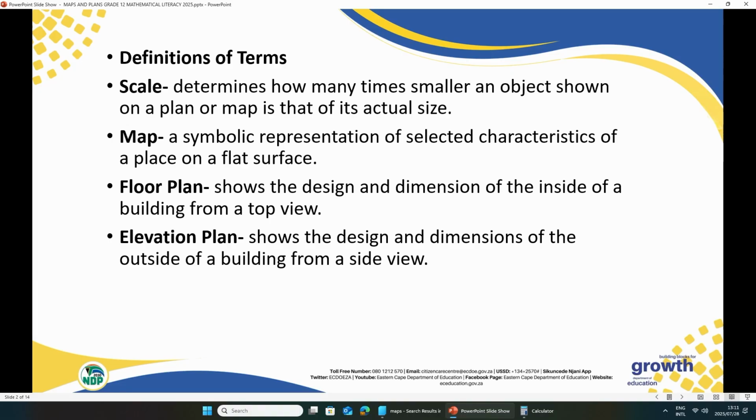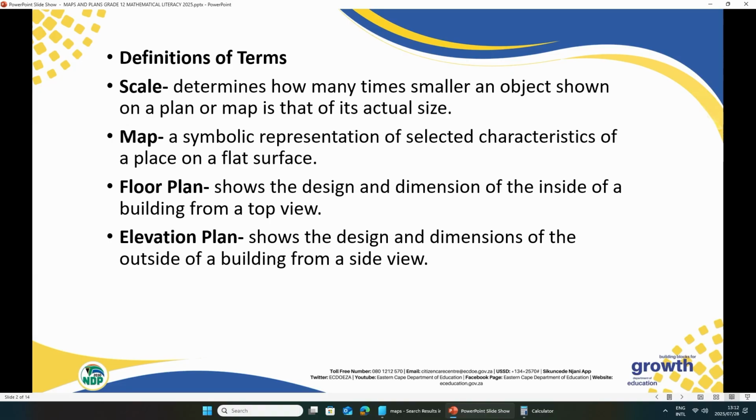The other term which is important is map. A map is a symbolic representation of selected characteristics of a place on a flat surface. So a map represents the top view of the Earth's surface. All these terms, you can check them in the document you received from your educators on terminology.